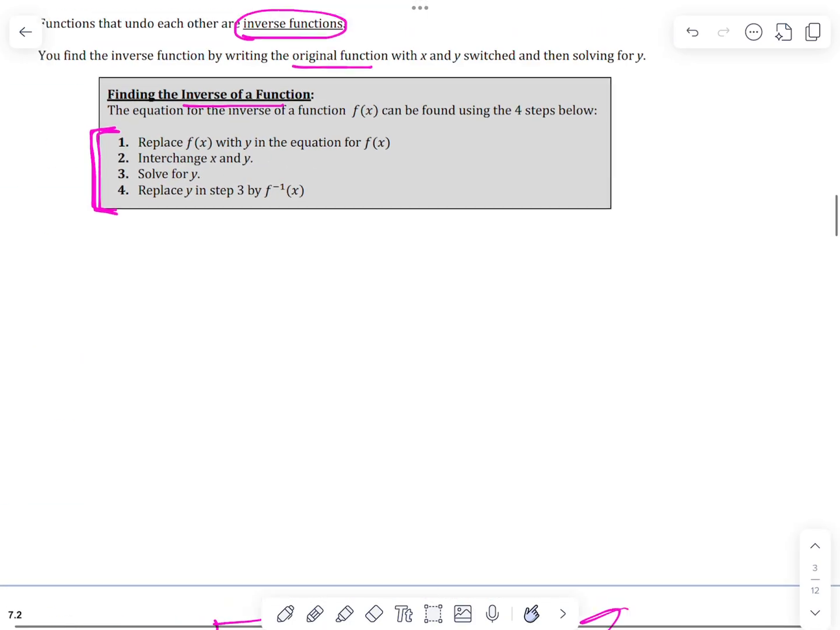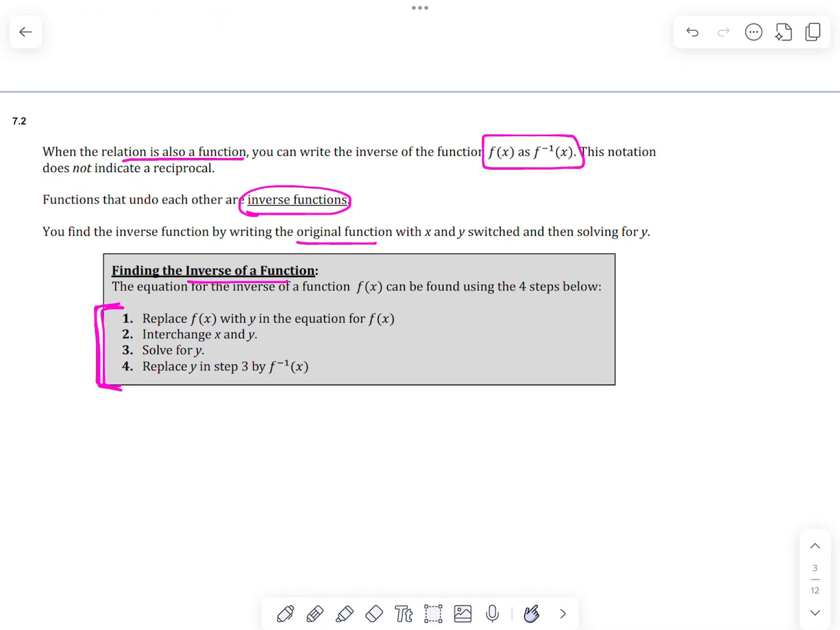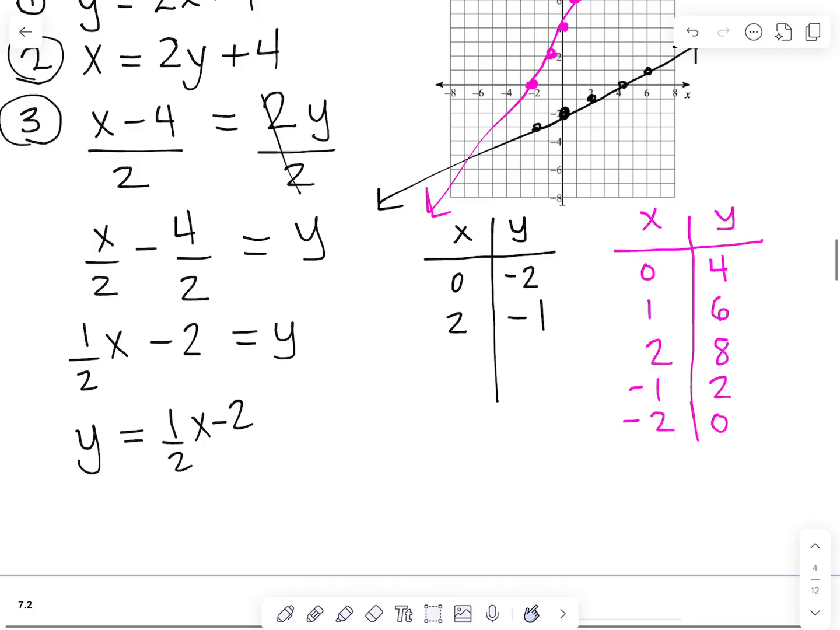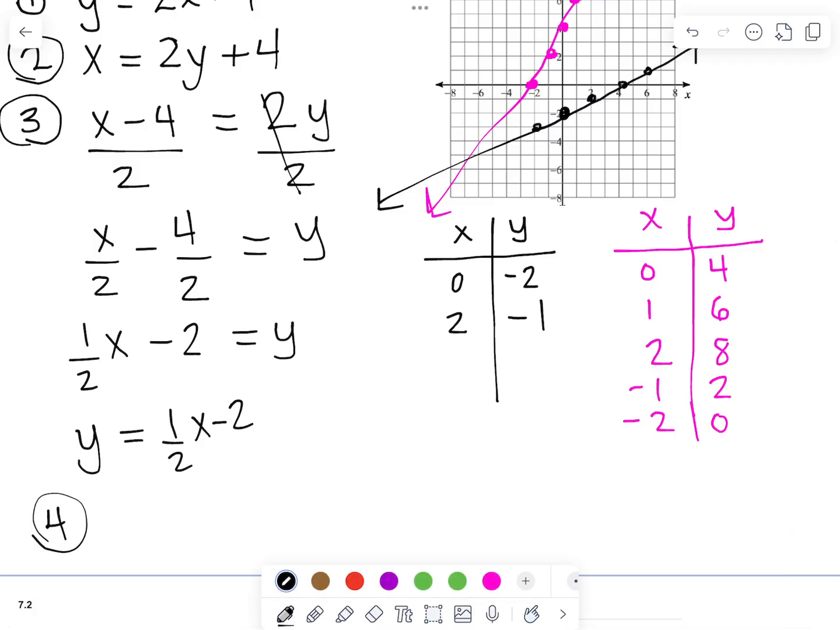That last step, so again, we're doing these pink steps right here. We replace f of x with y. We interchanged x and y. Step 3, we solve for y. That last step, before I graphed it here, the last step we have to do is step 4. We have to replace that y with f inverse of x.